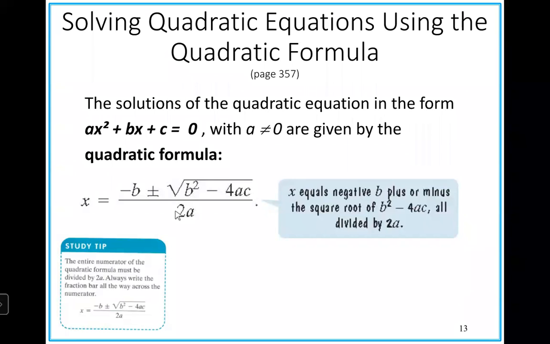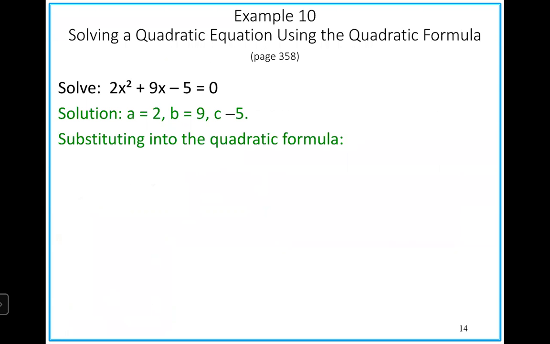Please note that, because that's an area where a lot of students make mistakes. Okay, so this is the formula: negative b, plus or minus the square root of b squared minus 4ac, all over 2a. So let's look at an example of a question that you could use the formula to solve. So you've got this equation: 2x squared plus 9x minus 5 equals 0.